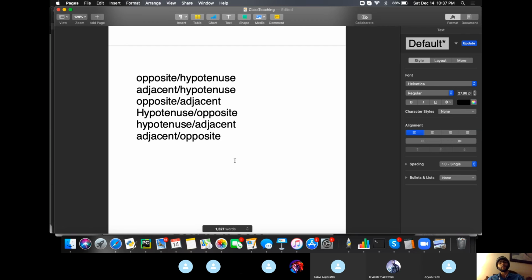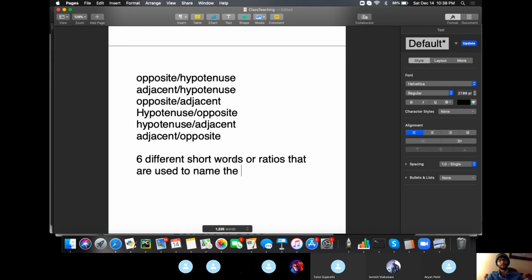So there are simple words. There are 6 different trigonometric ratios, 6 different short words, actually not all 3-letter words, one of them is 5-letter, used to name the above fractions. Very simple words. You don't have to remember this today, but I'll tell you: opposite by hypotenuse is called sine. Adjacent by hypotenuse is called cos. Opposite by adjacent is called tan. And hypotenuse by opposite is called cosec.